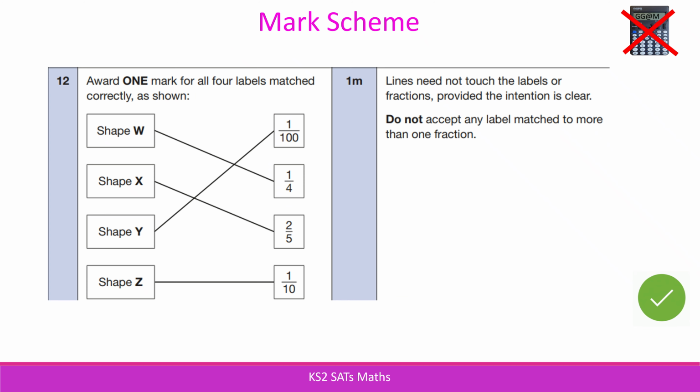The mark scheme shows the answers for 1M, which means 1 method mark. It does say that the lines do not need to touch the labels or fractions provided the intention is clear. So as long as it's clear that W is going to a quarter. It says do not accept any labels that move to more than 1 fraction. So you can't put W going to a quarter and 1 over 100 or even all 4 options because it won't give you the mark. You have to be clear, only 1 line, 1 shape to 1 fraction. So you must be clear.